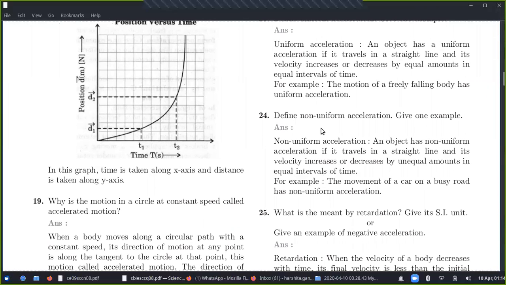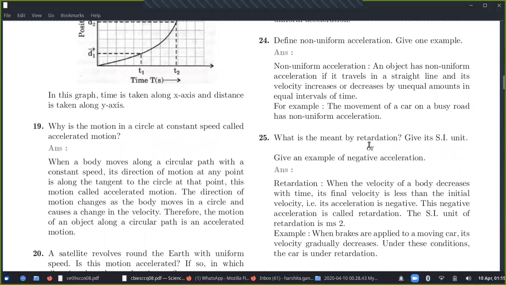Define non-uniform acceleration. Give an example. Non-uniform acceleration is where an object travels in a straight line and its velocity increases or decreases by unequal amounts in equal intervals of time. Very important line: in equal intervals of time. For example, the movement of a car on a busy road has a non-uniform acceleration, because on a busy road the car sometimes has to reduce its velocity and sometimes increase it. If we look at its velocity every hour, it will not be equal. It will be either increasing or decreasing. So that type of motion is non-uniform motion.